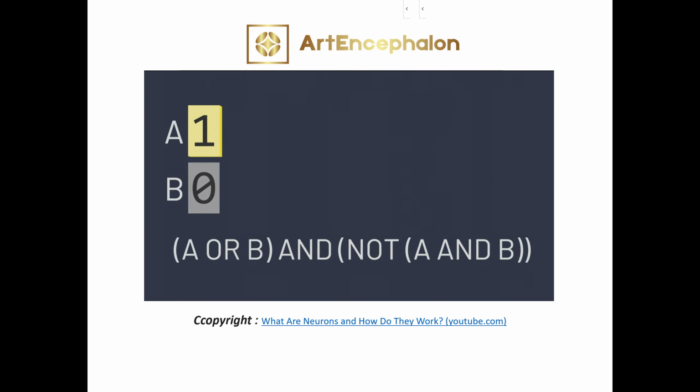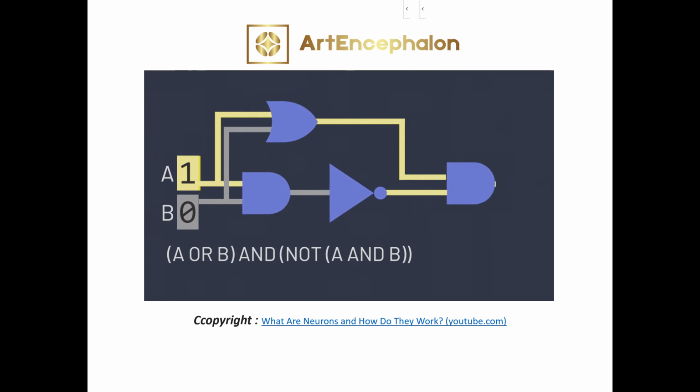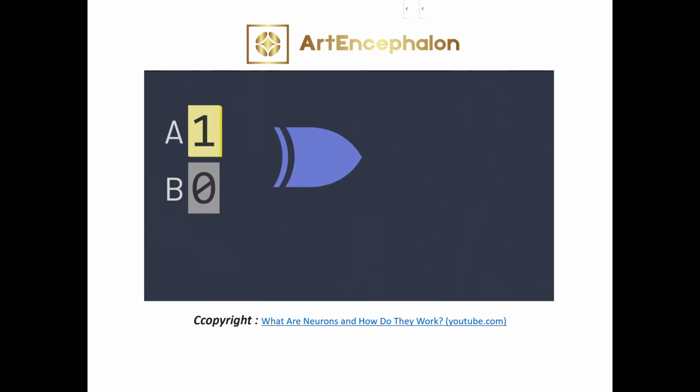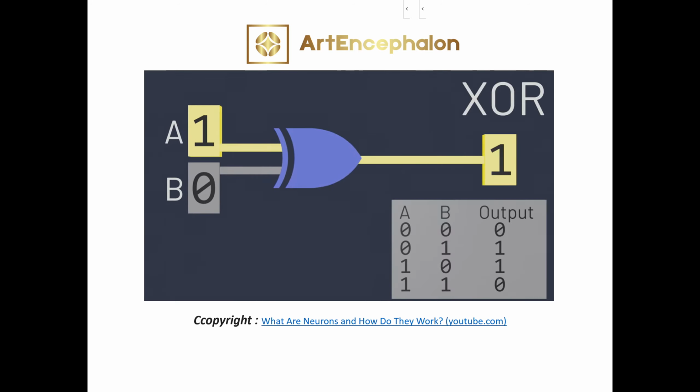So logically, we might represent this as A or B, and not A and B, to mean that one of the 2 must be a 1, but both can't be a 1. We could create a circuit to perform this calculation too, but this circuit is starting to look fairly complex. So once again, there's a logic gate to solve this problem precisely.